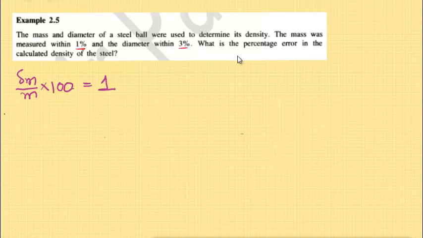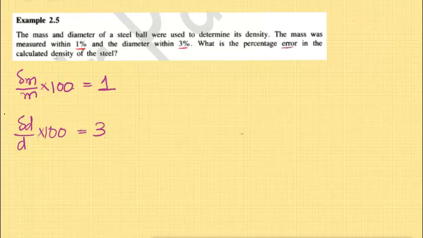Similarly, it says the diameter within 3%. So I would write, this is the error in dia. If I divide it with the value of dia, this is going to be fractional error in diameter. If I multiply it with 100, this is going to be the percentage error in diameter, and this is going to be 3.